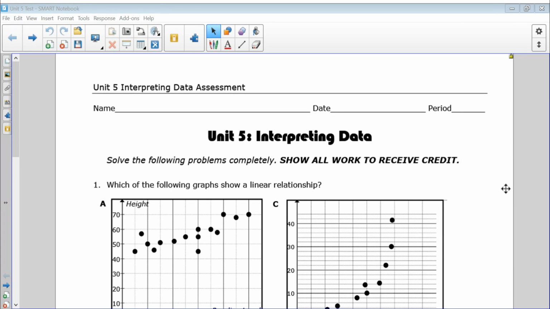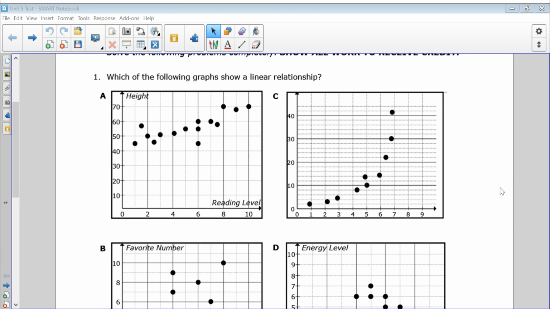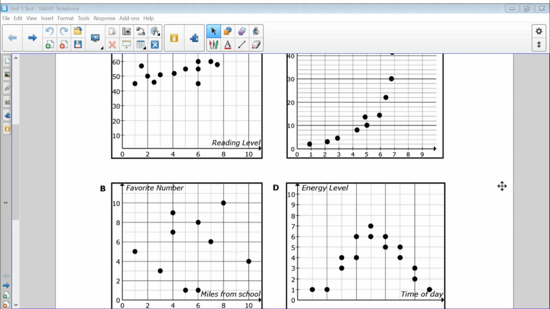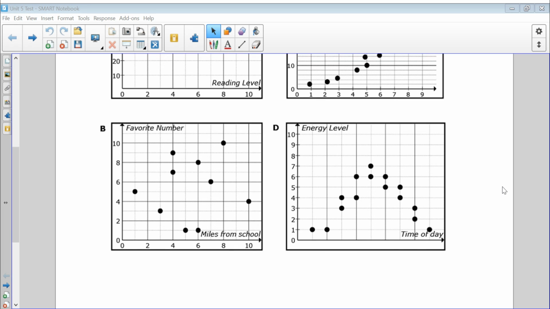Which of the following graphs show a linear relationship? A, B, C, or D?